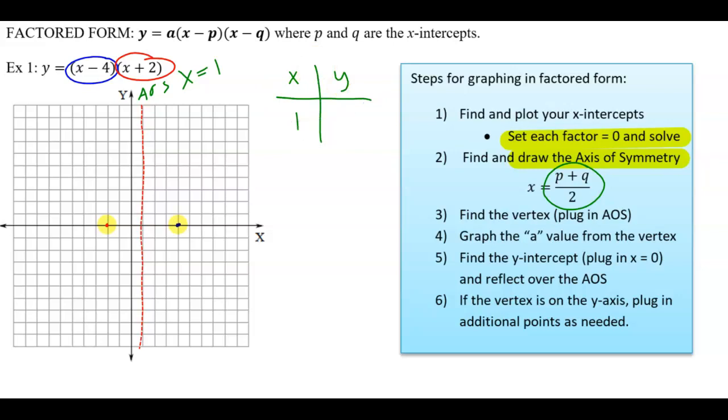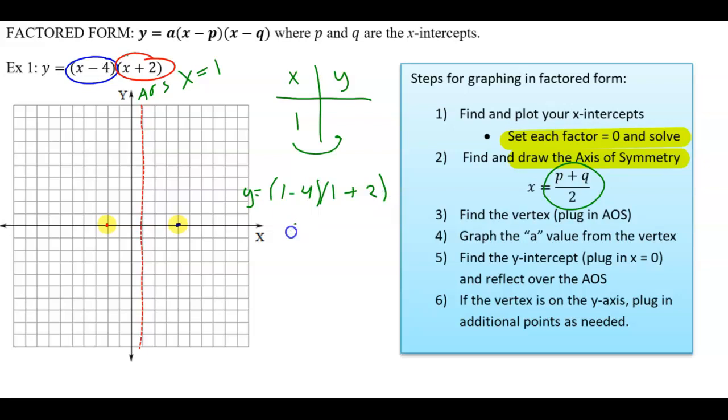The AOS is 1. So if we want to find out what its output is, you have to plug it into the original equation. So instead of x minus 4, I'm going to put 1 minus 4. So we have y equals 1 minus 4 times, and then once again, I'm going to plug in 1 up here for this x, so 1 plus 2.